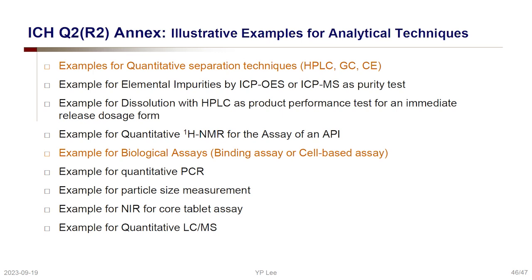This will be the last slide of my presentation. ICH Q2 Revision 2 has an annex. If you look at the annex, you can see the illustrative examples for the analytical techniques, performance characteristics, and also how these test techniques can be performed. So these things are well described in the annex of ICH Q2 Revision 2. I think that would wrap up my presentation. Thank you.